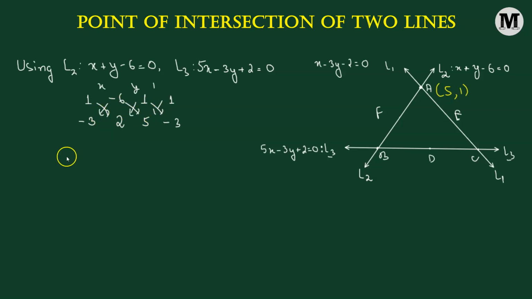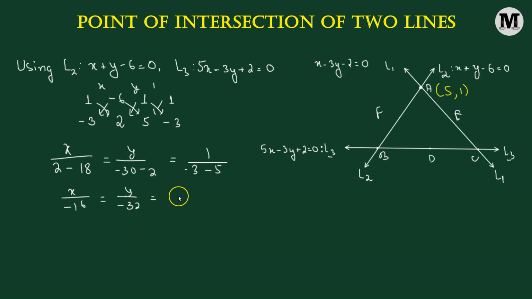So x, we have x divided by 1 times 2, that's 2, minus -3 times -6, that's going to be +18. That's going to be equal to y divided by -6 times 5, that's -30, minus 2 times 1, that's 2. That's going to be equal to 1 divided by 1 times -3, so that's -3, minus 5. So x divided by -16 equals y divided by -32 equals 1 over -8, which means the x value is going to be equal to 2 and y is going to be 4. Right. So we have obtained the coordinates of point B.